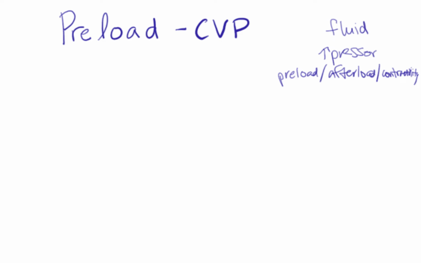And in reality, preload, afterload, and contractility all work together and are really interconnected to create a good blood pressure. So it's knowing how these forces connect and how they work together that tells you what to do to fix someone's blood pressure. So this video is going to be about preload. We're going to look at CVP, how to read a CVP, and what it tells you.